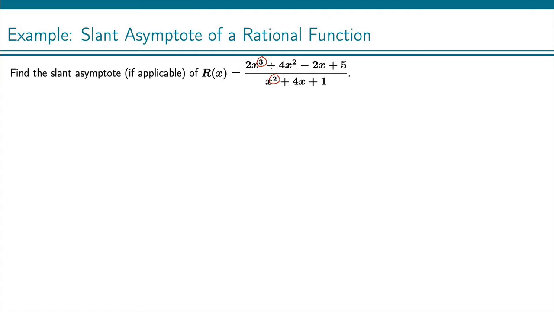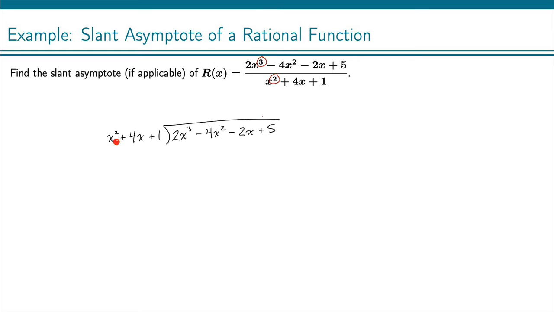For a slant asymptote to exist, the degree of the numerator must be exactly 1 more than the degree of the denominator. In this case, it is. And so, that tells us there will be a slant asymptote. And in order to find it, we do a long division of our rational function. So we have our 2x cubed minus 4x squared minus 2x plus 5 over x squared plus 4x plus 1.